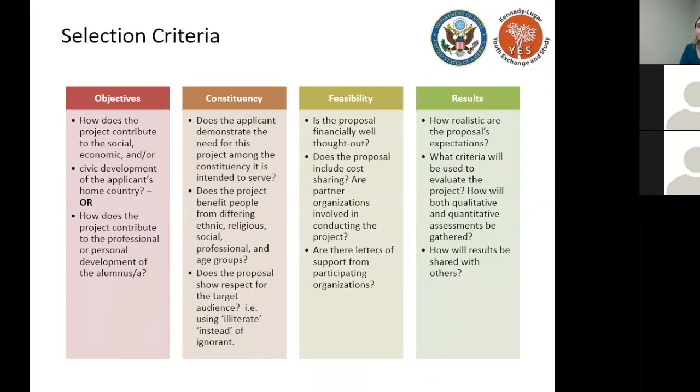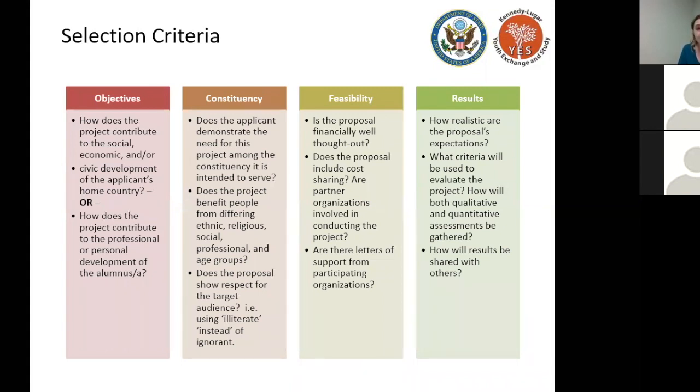Okay, so how do we select? What we look at when we're looking at a grant project is the objectives of your project. How does the project contribute to the social, economic, and/or civic development of your home country? Or how does the project contribute to the professional development of the alumna applying?